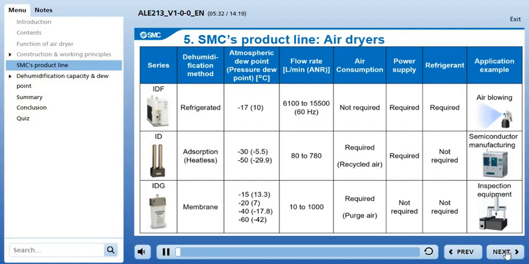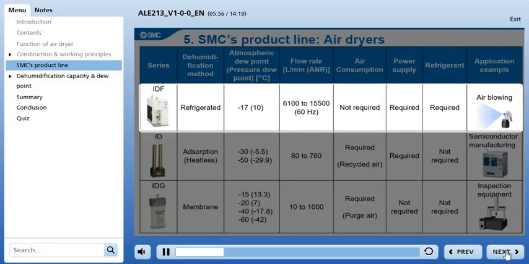This chart shows SMC's product line for air dryers. It also summarizes the features of the 3 dehumidification methods. The dehumidification capacity of an air dryer is indicated by the dew point. The lower this value, the better the dehumidification capacity. Details will be explained later.